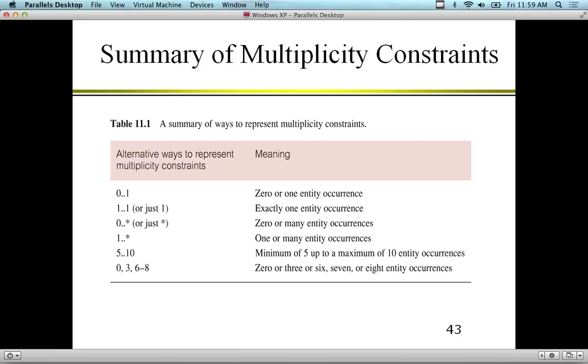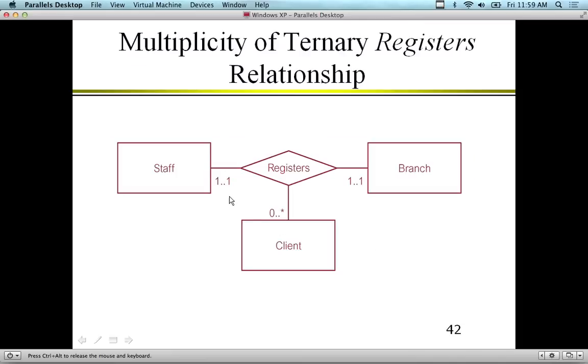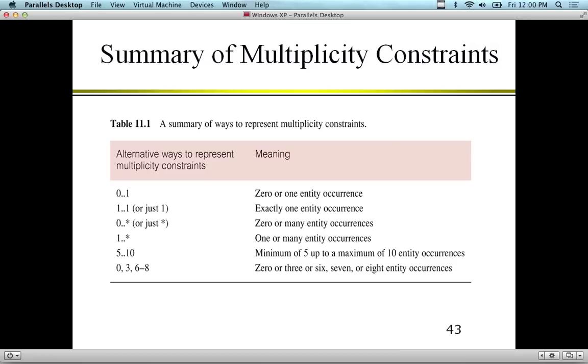This is just a summary of the different types in terms of when you see 0, 1, this means 0 or 1 entity occurrence. 1, 1, or just 1. This is what I was saying before. Sometimes I'll just put 1 here, or I'll put 0 here, or I'll put an asterisk here instead of putting 2 numbers. It's assumed. And it's only giving me one of the 2 components that I'm looking for. There's 2 distinct components that are part of that numbering system, which I'm going to cover after lunch. But you'll see different styles of it.